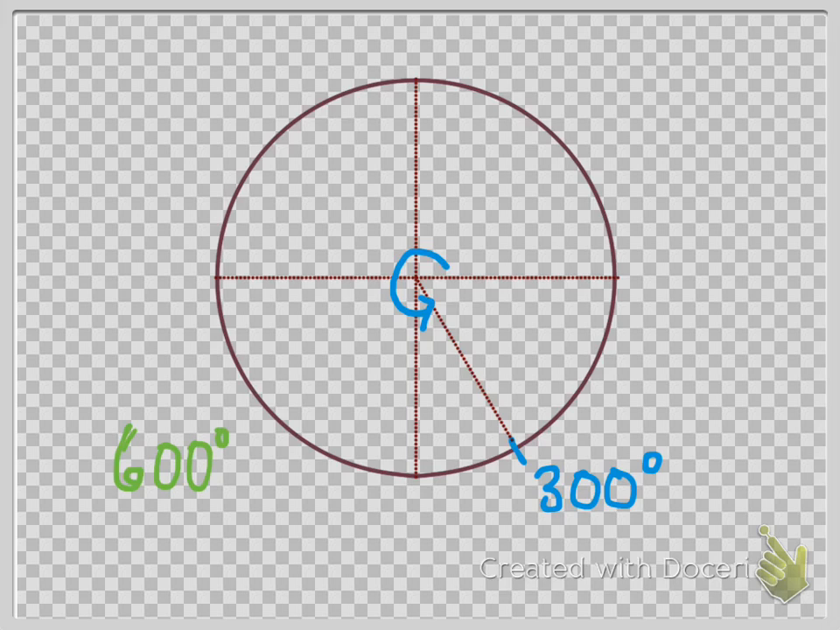If you plot it out on the unit circle, starting with 0 and going around once, that's 360 degrees. You keep going until you get to 600, which would be right about there, at about 240 degrees. That's the coterminal angle for 600, 240 degrees. That is in quadrant 3.